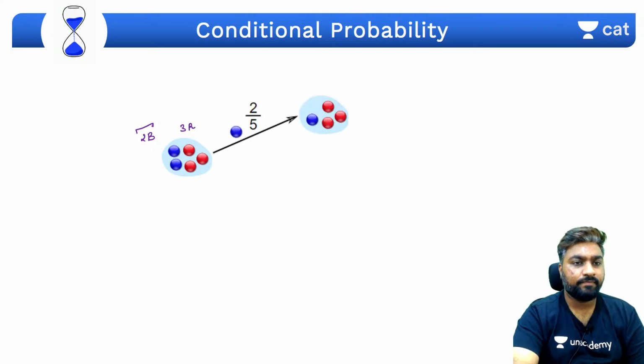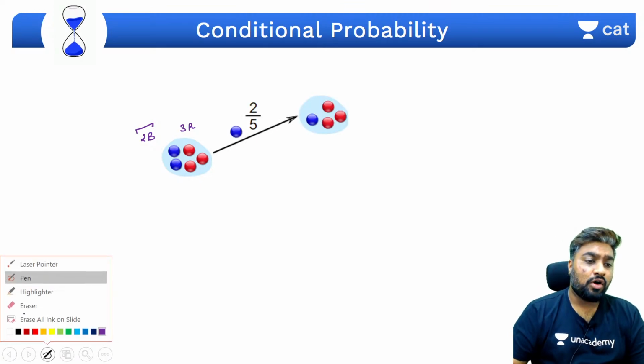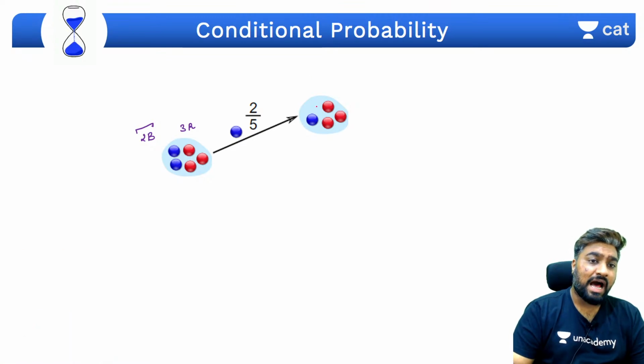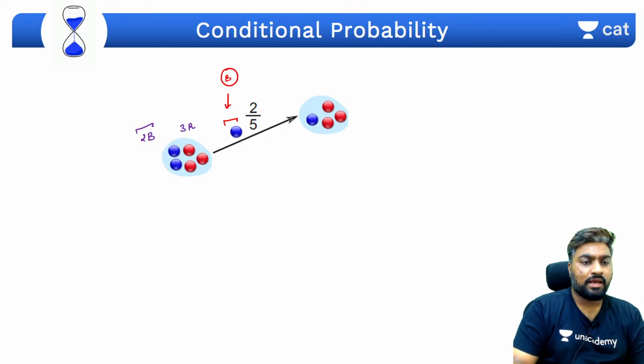2 out of 5. Now if I ask you, what if a ball is picked after picking a blue ball? That means out of the 5 balls, 1 ball is already picked up. And if I give you a condition, that the picked up ball is blue, now what happens? The probability changes, correct?